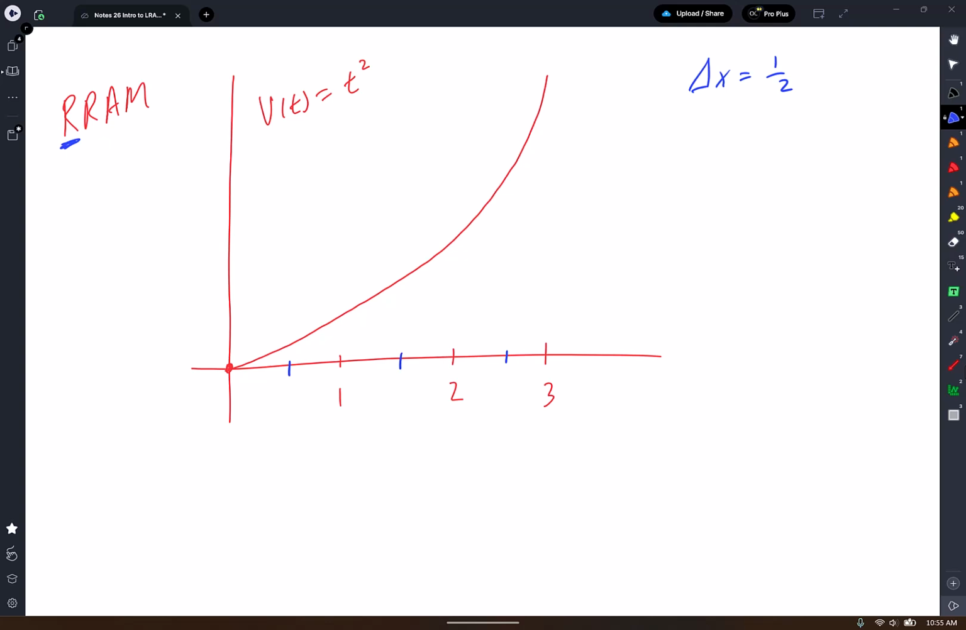The rightmost point between 0 and 0.5. So I have to use it at 0.5. And there's my first rectangle. Do you guys see that? This is 0.5. Between 0 and 0.5, I have to use the rightmost point. You have to go to the rightmost point on the curve and then do a horizontal line until you get to the 0. And there's my first rectangle.